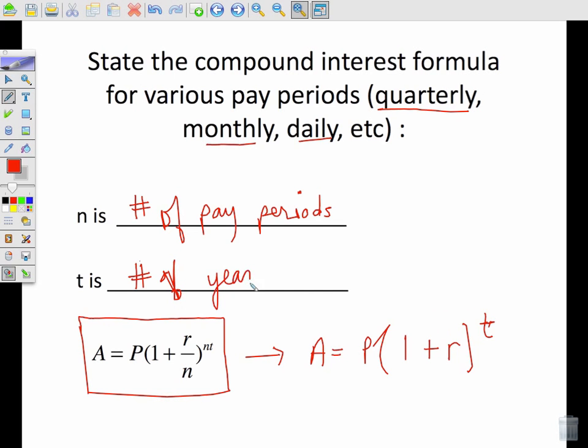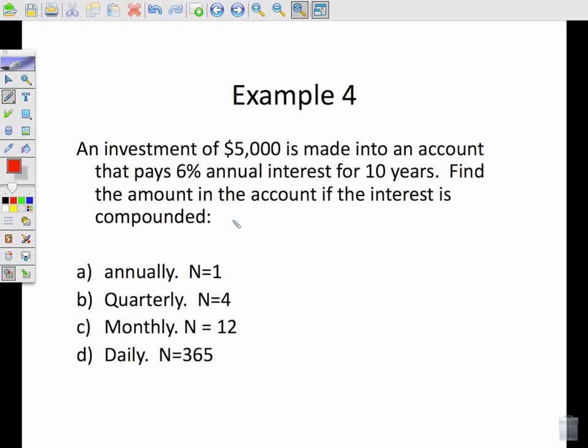Obviously having a little problem with my cursor today. Number of years. But we're going to use this for compound interest. I'm going to take you through an example with the $5,000 at 6% in 10 years, and we're just going to do several different ones. I'll work one through with you, and then the second one I'll let you guys do. An investment of $5,000 is made into an account that pays 6% annual interest for 10 years. Find the amount in the account if the interest is compounded annually, quarterly, monthly, and daily.